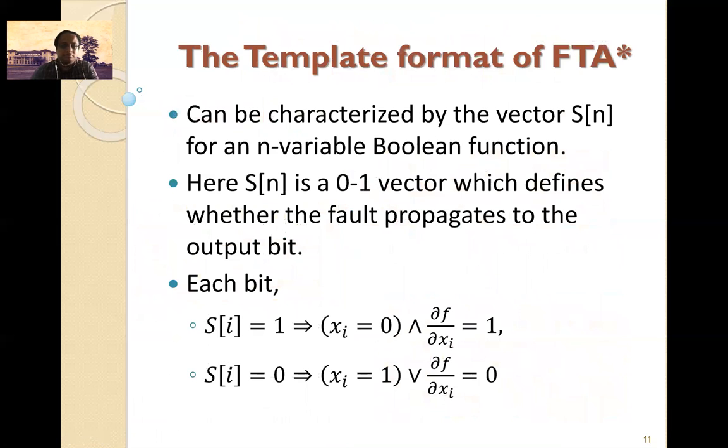So now that means we can define the fault template, which can be characterized by a vector Sn for an n-variable Boolean function. So Sn is a 0,1 vector. In particular, the ith bit Si, if it is 1, then that means the fault propagates, and the condition is the conjunction of xi equal to 0 and del f del xi equal to 1. Whereas Si equal to 0 means that the fault doesn't propagate, and therefore the condition is xi equal to 1 or del f del xi is equal to 0.